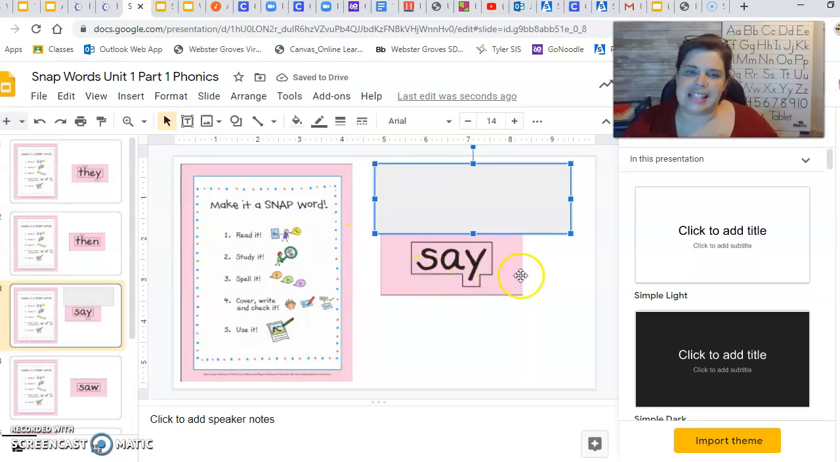This is the word say. Let's read it together. Say. Good. Now let's study it. You can pause, but I'll give you a few seconds.